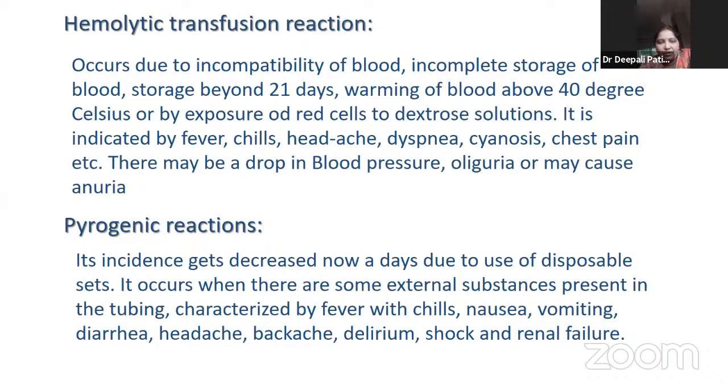Next transfusion reaction is pyrogenic reaction. Pyrogenic word itself indicates fever. Its incidence gets decreased nowadays due to use of disposable sets. It occurs when there are some external substances present in the tubing. It is characterized by fever with chills, nausea, vomiting, diarrhea, headache, backache, delirium, shock, and renal failure.